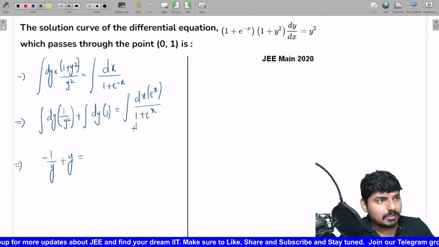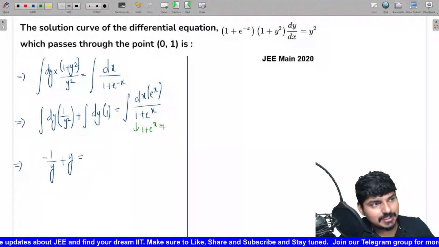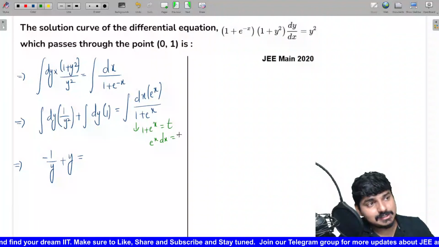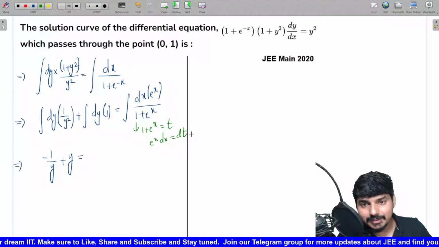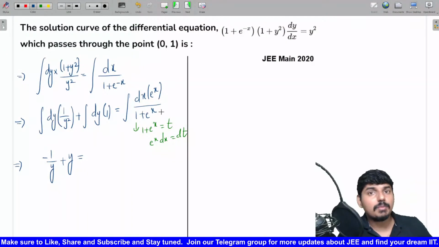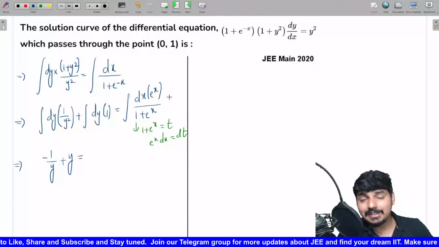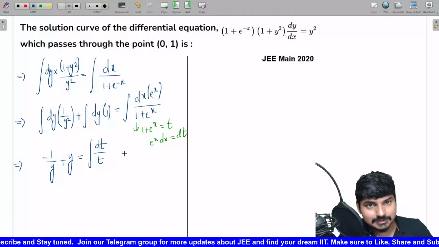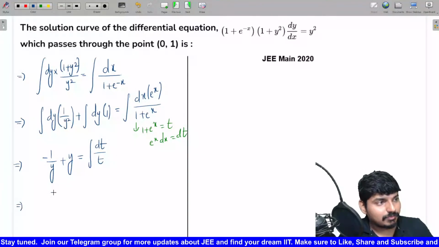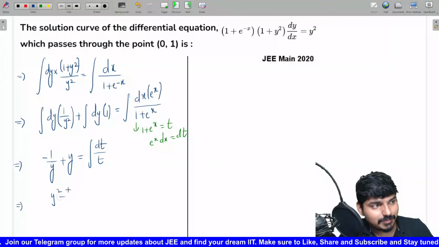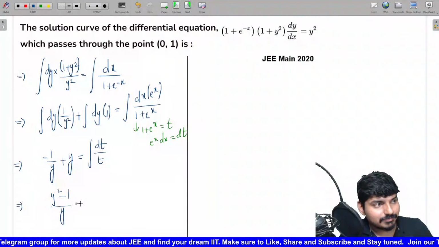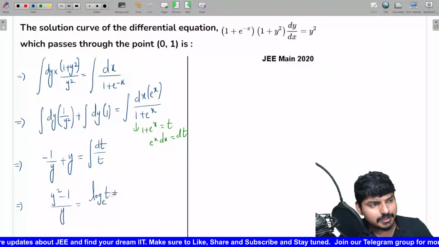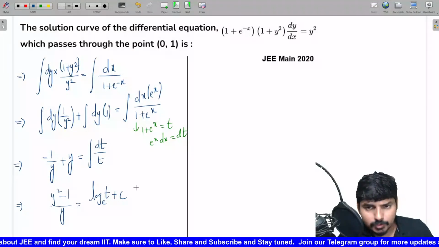This is very simple. If you take 1 plus e raised to x equal to t, then if you differentiate on both the sides, e raised to x into dx is going to be dt. So you can apply the method of substitution to solve the right hand side integral. You're going to get dt divided by t. So I'm going to get y minus 1 by y, that is y square minus 1 divided by y, equal to integration dt by t, which is log t base e plus c.